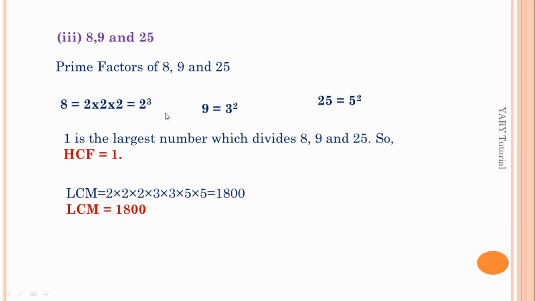And our LCM is 2 cube into 3 square into 5 square. When we multiply all of that, we get 1800. So LCM is 1800. This is how we solve it. When we have three numbers, it is a similar way that we find the LCM as well as the HCF.